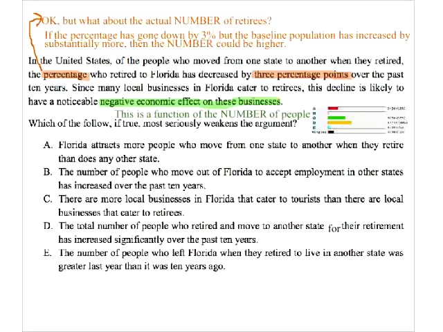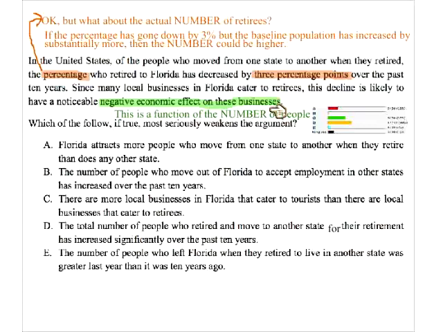So that's a function of the number of people. So to weaken this argument, you are probably going to capitalize on the discrepancy between these percentages and these numbers, because they haven't given you any data about the businesses.